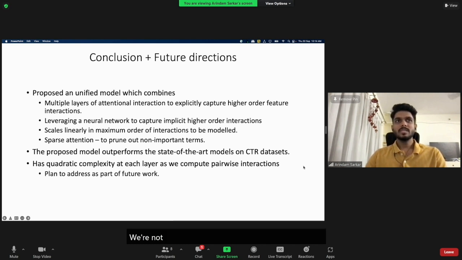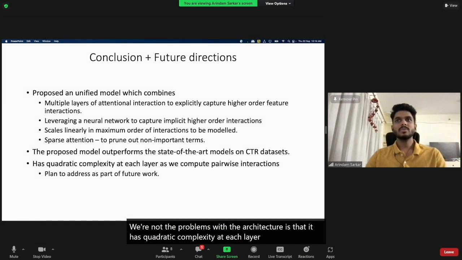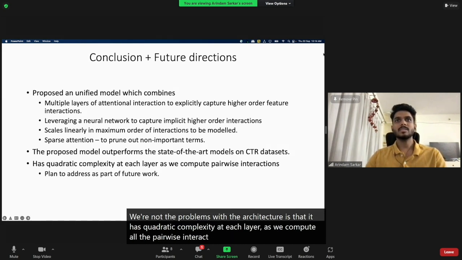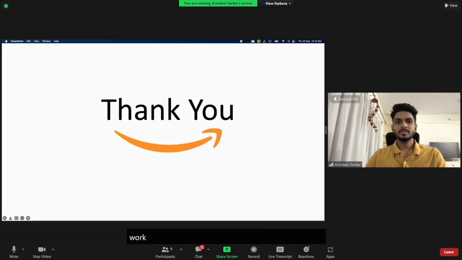One of the problems with our architecture is that it has quadratic complexity at each layer, as we compute all the pairwise interaction terms explicitly. We plan to address it as part of our future work. Thank you.